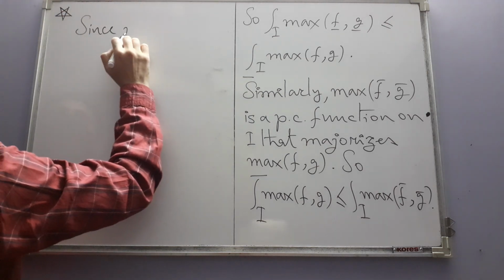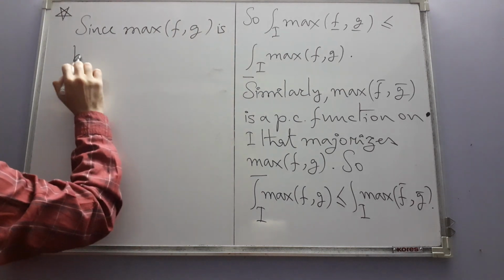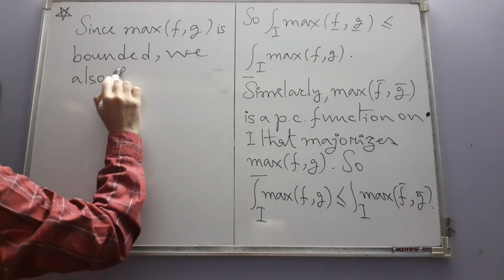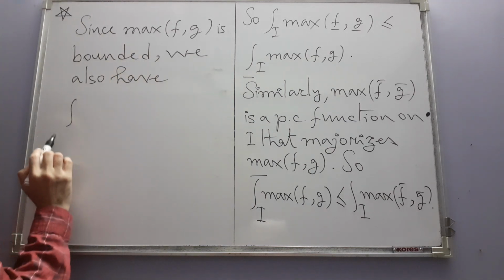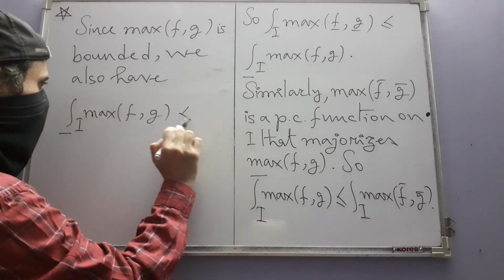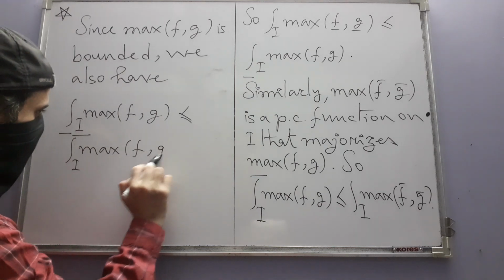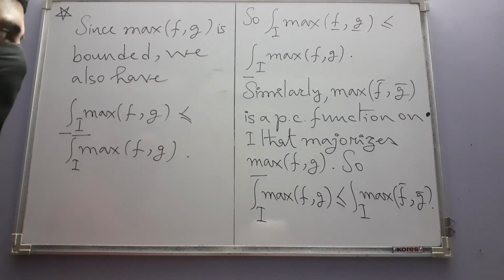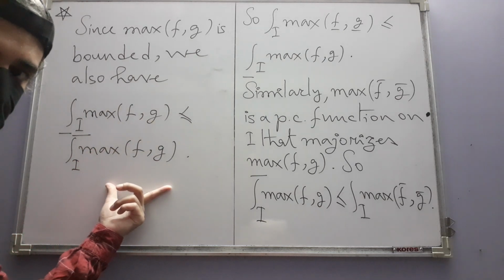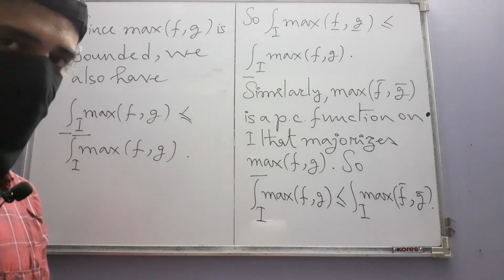Since this is bounded, we also have less than or equal to the upper Riemann integral of max of f and g. Alright, now if we subtract the lower Riemann integral of max from the upper Riemann integral, due to this inequality, that difference first of all will be a non-negative real number.